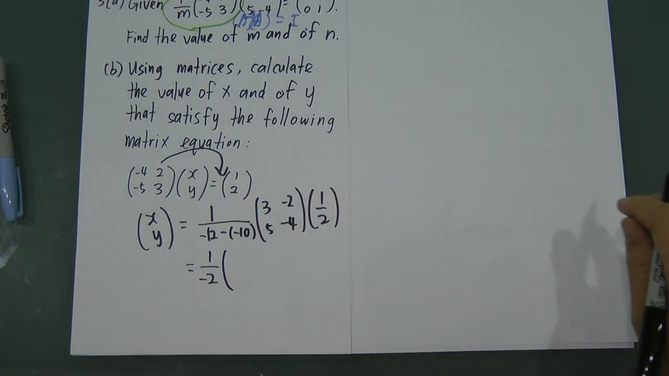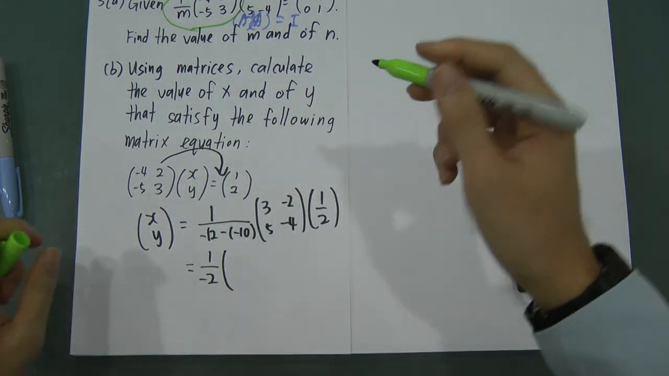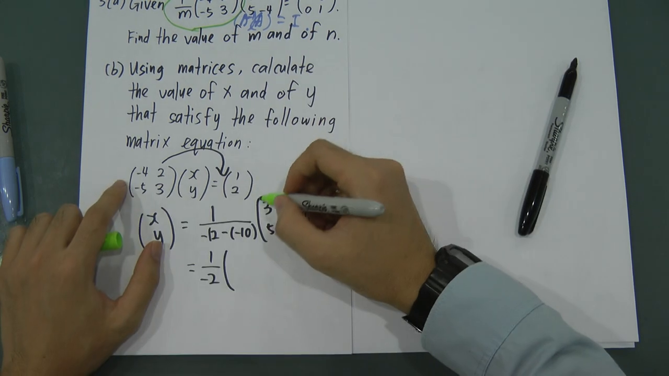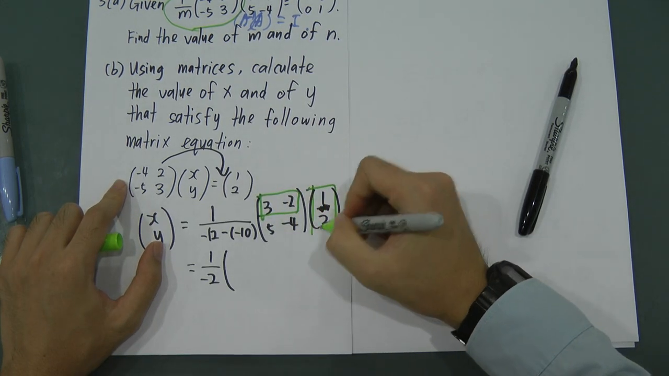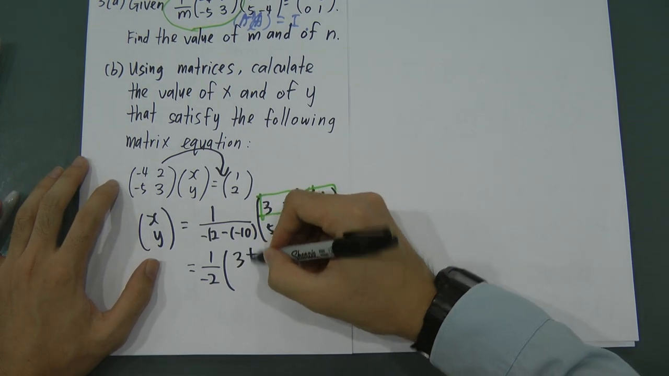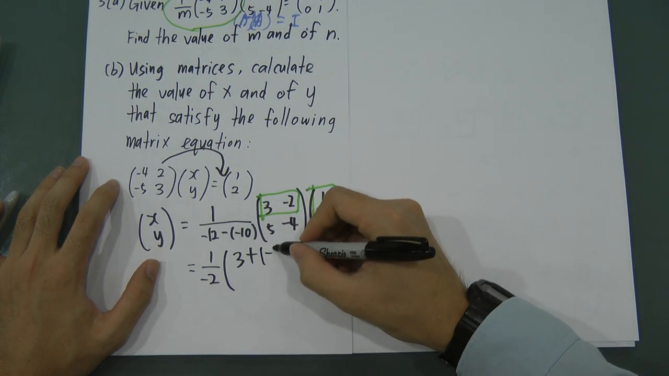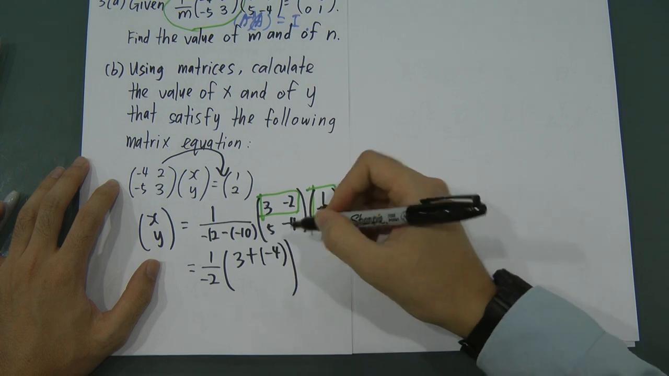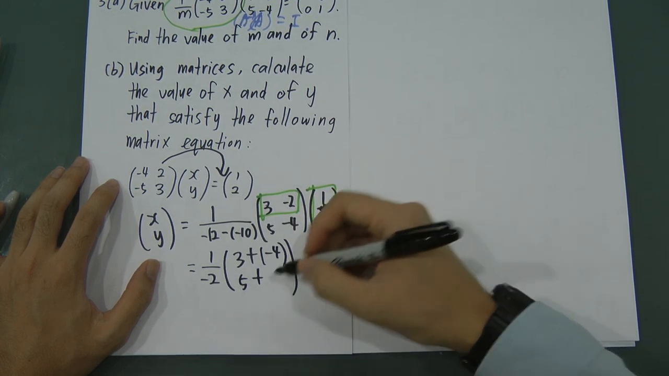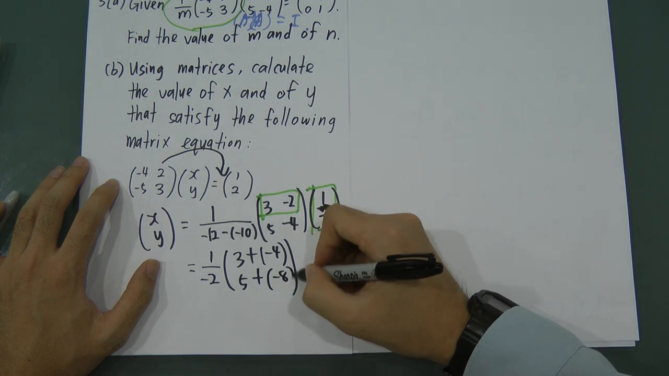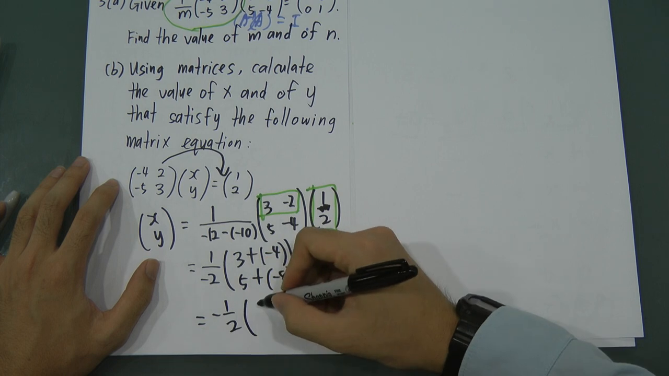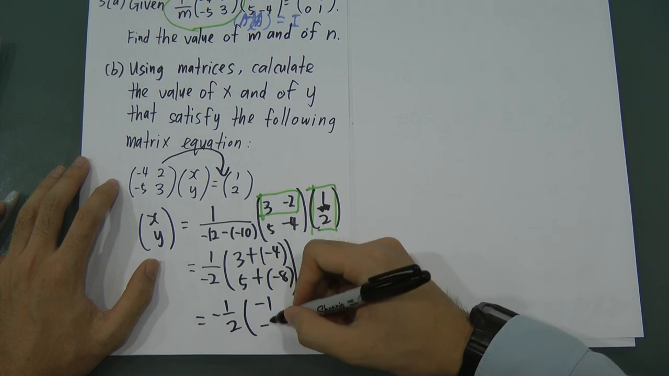Okay, so over here, oops, this is not 1 over 2, this is 1 and 2. So horizontal multiple vertical. So this one is 3 multiple 1 is 3 plus negative 2 multiple 2 is negative 4. Okay, and then 5 multiple 1 is 5 plus negative 4 multiple 2 is negative 8. So therefore I will got negative 1 over 2 multiple, this is negative 1, this is negative 3.